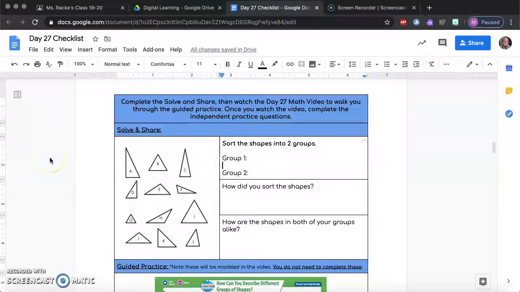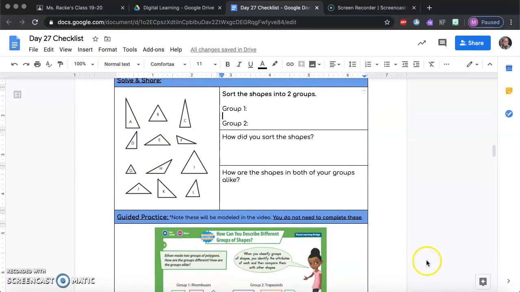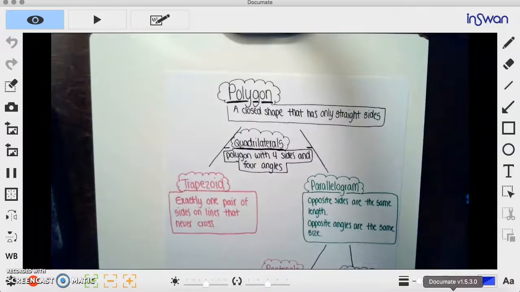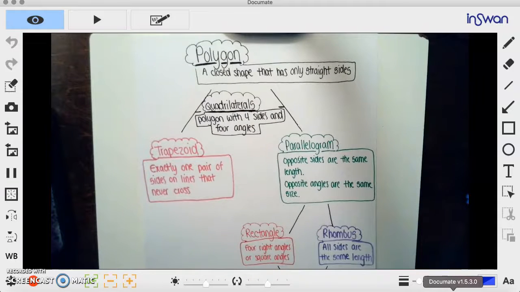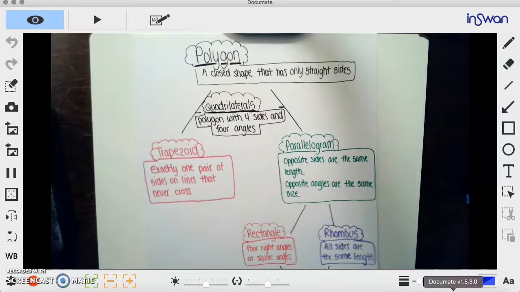Everyone. So today for day 27, we are continuing working with shapes, and today I can classify shapes in several ways based on how they are alike and how they are different. So we are going to go into this solve and share in the guided practice in a minute, but I wanted to show you something that I created, and I have put this up in our Google Classroom, and it's called Quadrilaterals Cheat Sheet. And so I'm going to explain it, but this is something to help you go through.